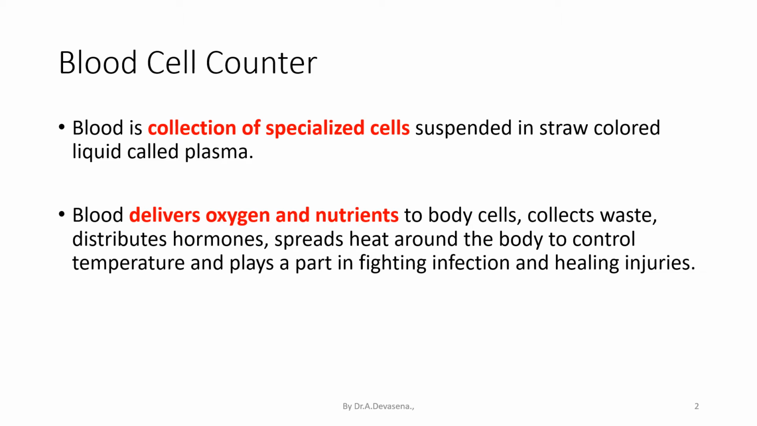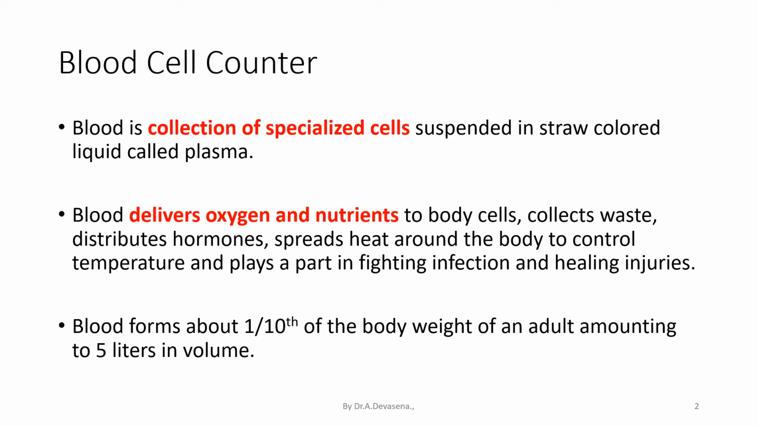Blood delivers oxygen and nutrition to body cells, collects waste, distributes hormones, spreads heat around the body to control temperature, and plays a part in fighting infection and healing injuries. Blood forms about 1/10 of the body weight of an adult, amounting to 5 liters in volume.